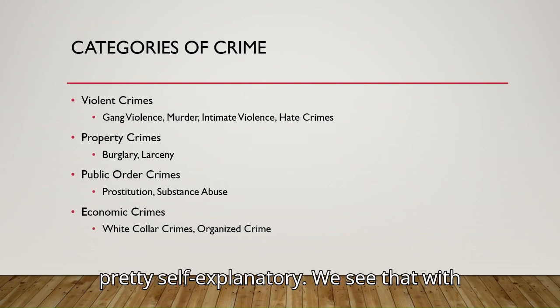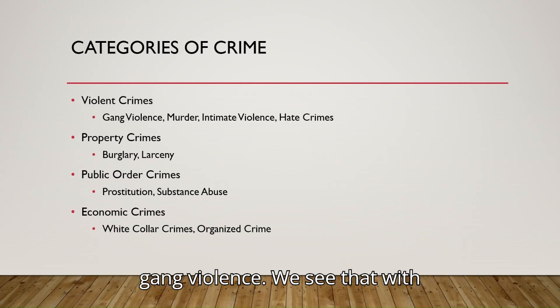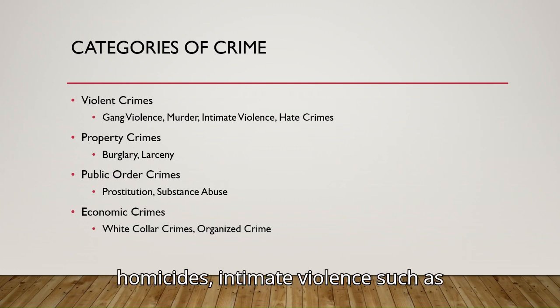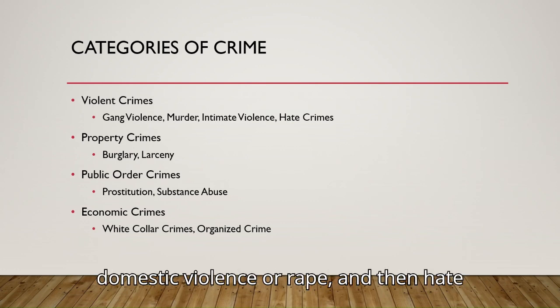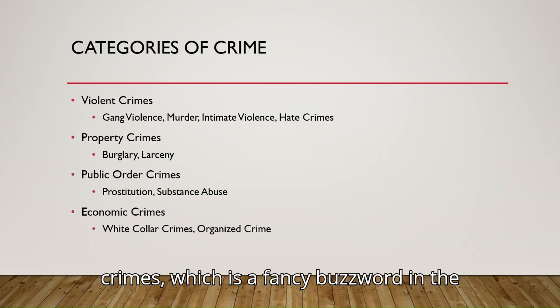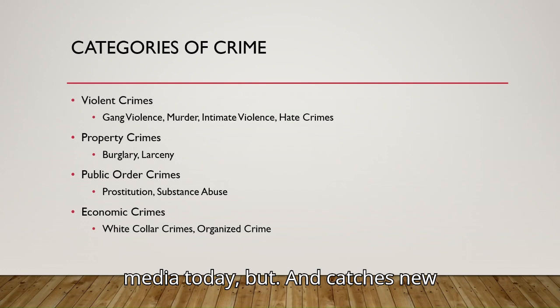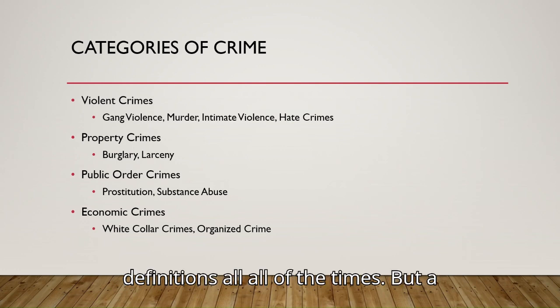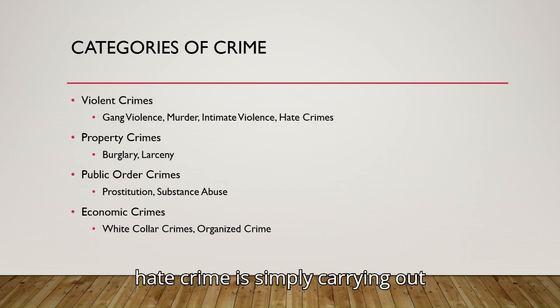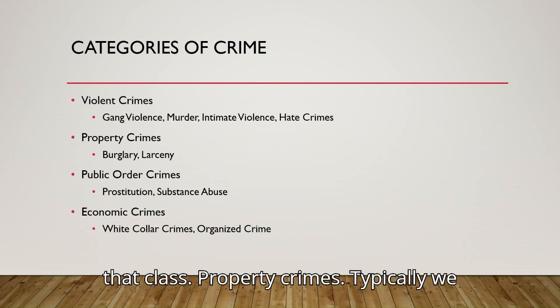Violent crimes are pretty self explanatory. We see that with gang violence, we see that with homicides, intimate violence, such as domestic violence or rape, and then hate crimes, which is a fancy buzzword in the media today and catches new definitions all of the time. But a hate crime is simply carrying out violence against someone or a particular social or racial class simply because they are within that class.